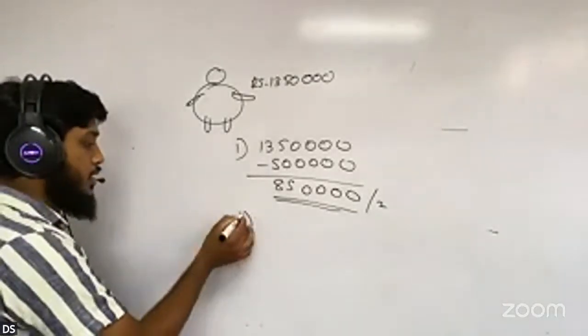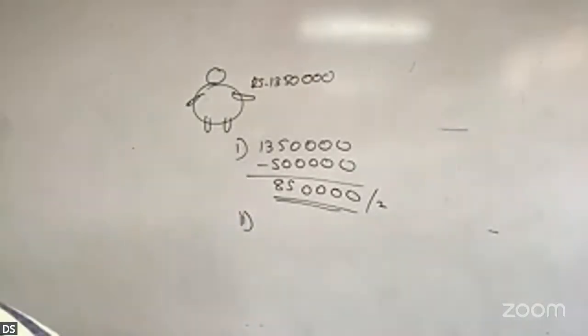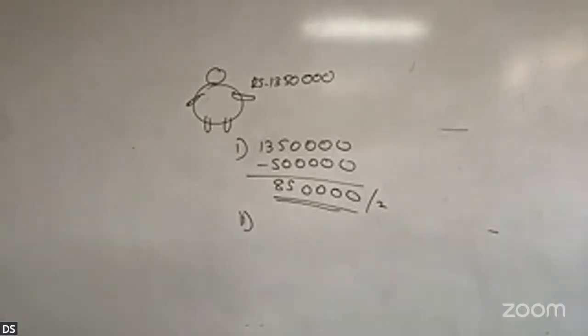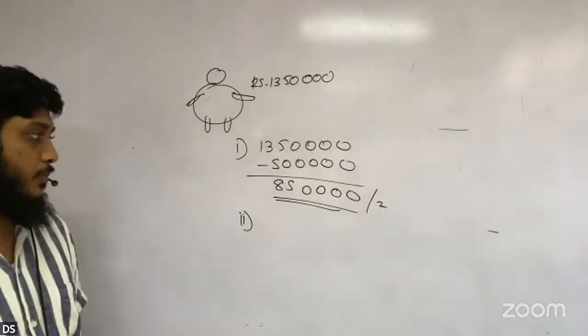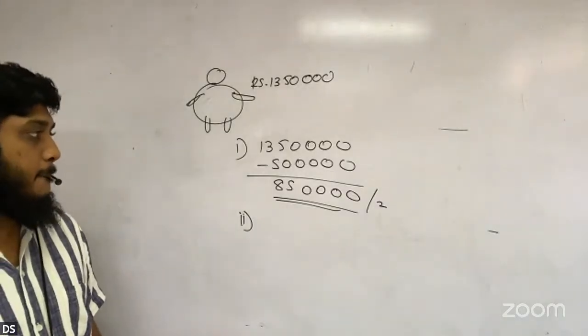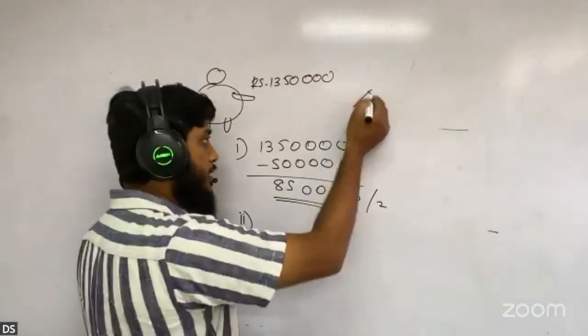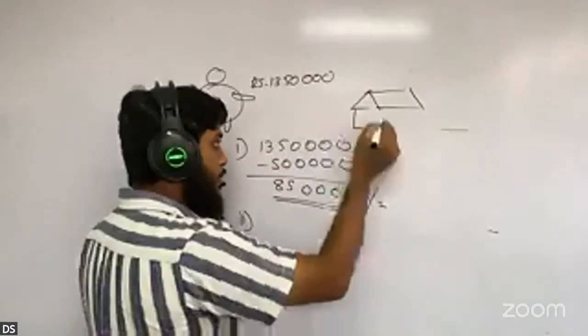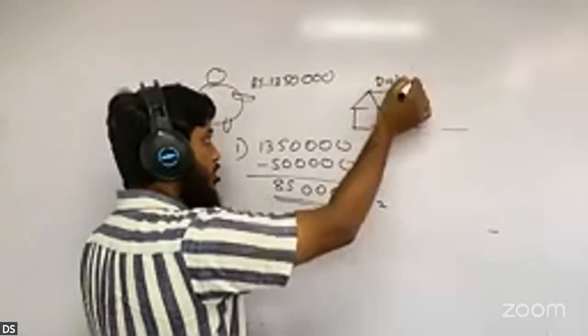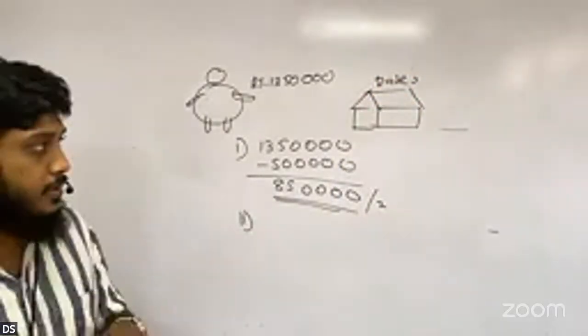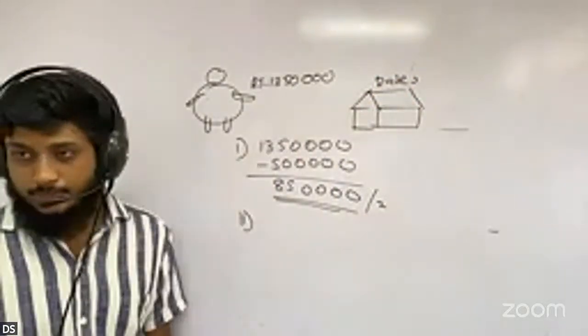Second one: he pays 15,000 as rates for a quarter for his business building. The local body charges an annual rate of 6%. Find the annual assessed value of the building. Normally there is a thing called rates. Rates mean if you have a property, they will charge tax for this property. The tax for the property is known as rates.